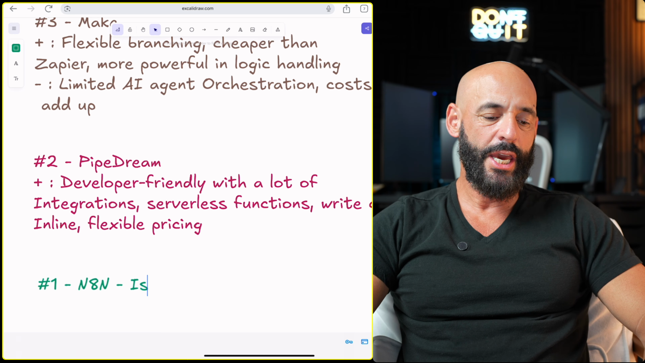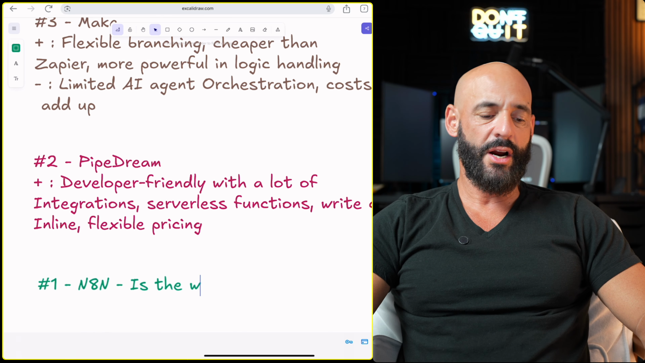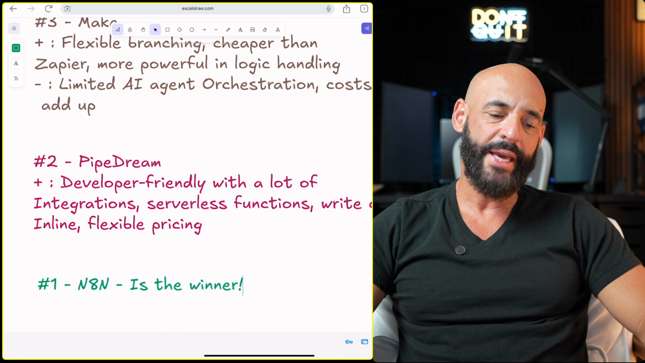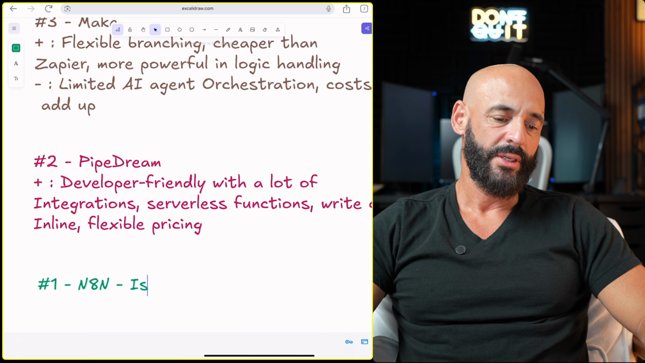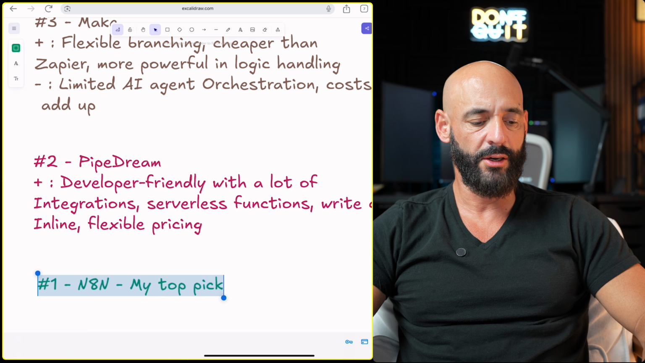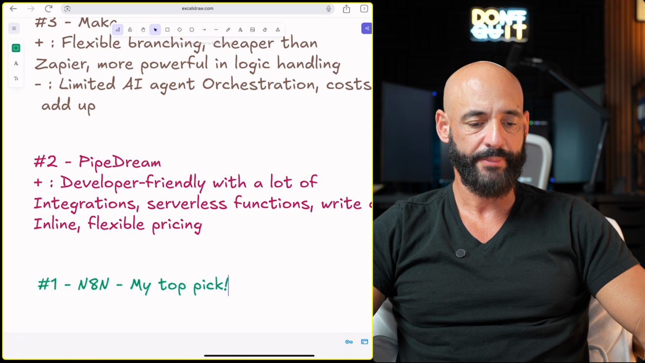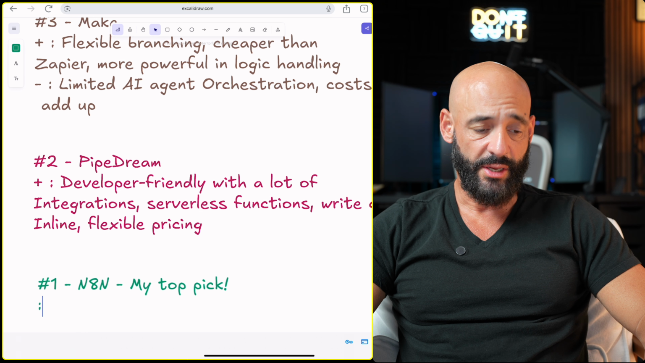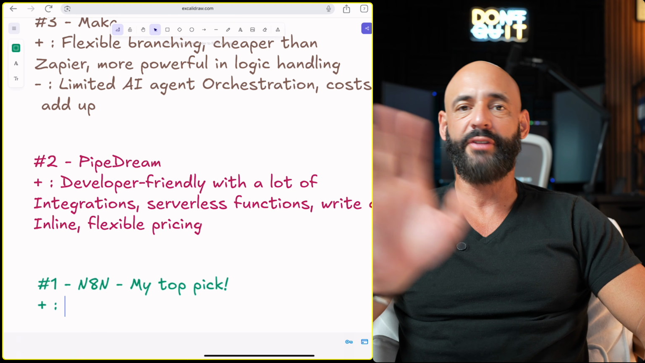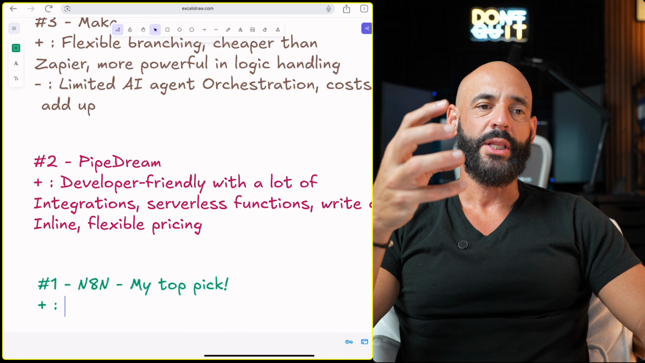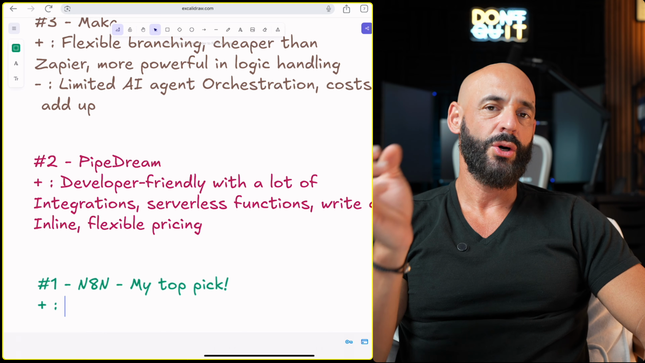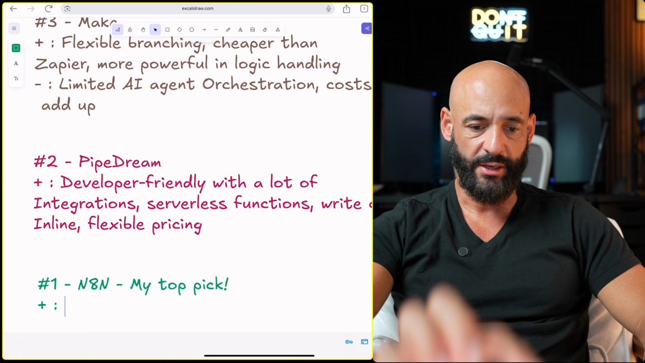But NA10 is the winner. NA10 is my top pick. And why is that? Advantages. And hold on, there are disadvantages, okay? That's what I said at the beginning. There is no perfect tool. There is a tool that provides the features needed in your project or in your line of work.